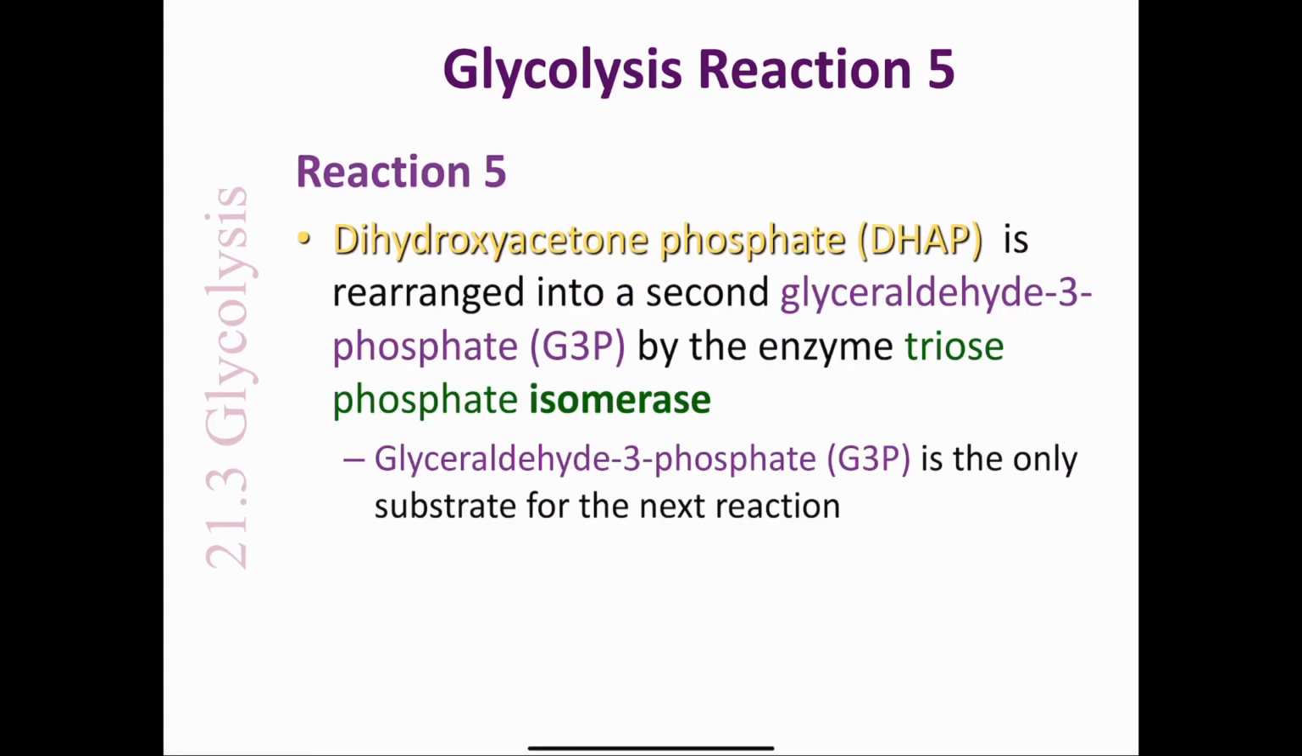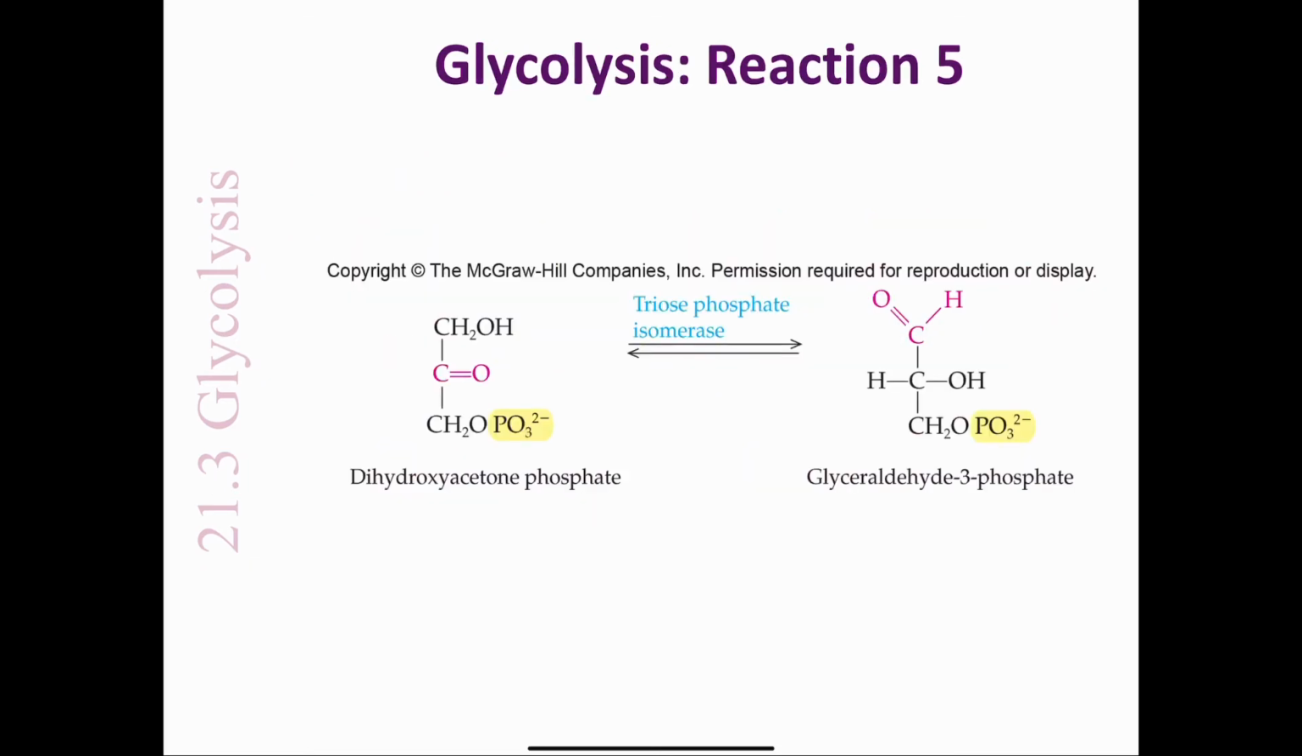Because G3P is the only substrate that can be used by the next enzyme in the pathway, the dihydroxyacetone phosphate is rearranged to become a second molecule of G3P. The enzyme that mediates this isomerization is triose phosphate isomerase. Again, the substrate in reaction 6 is only G3P. So that means that we have to convert any DHAP into G3P. This is done via an isomerization, and the enzyme that catalyzes the reaction is triose phosphate isomerase.